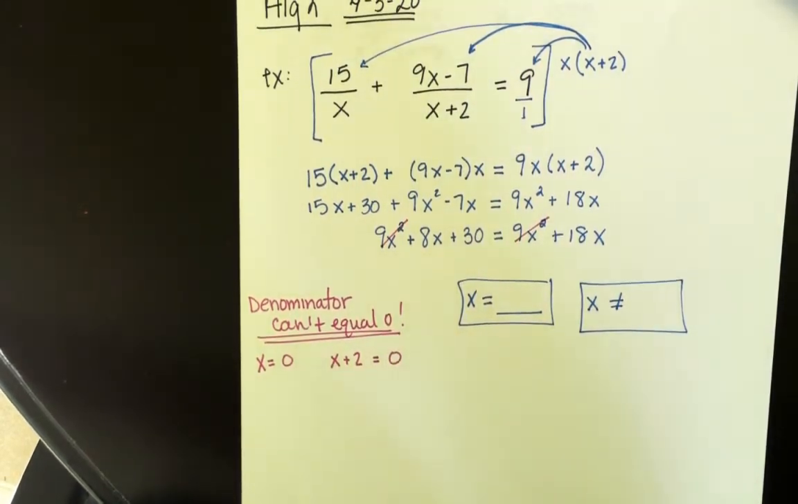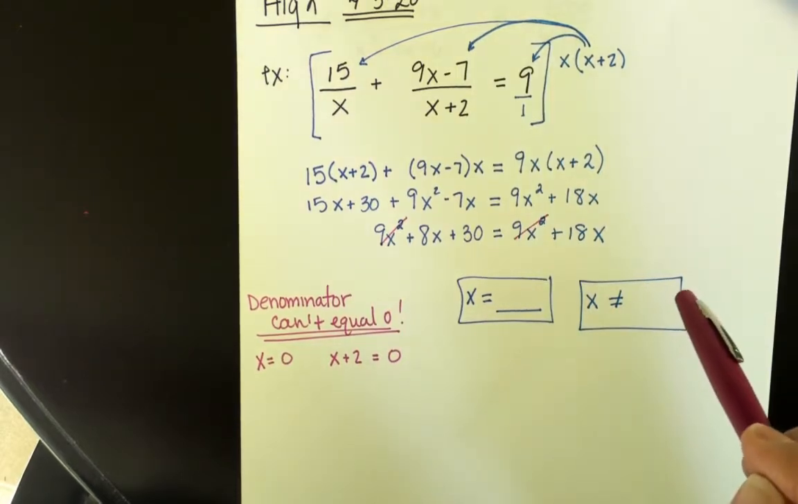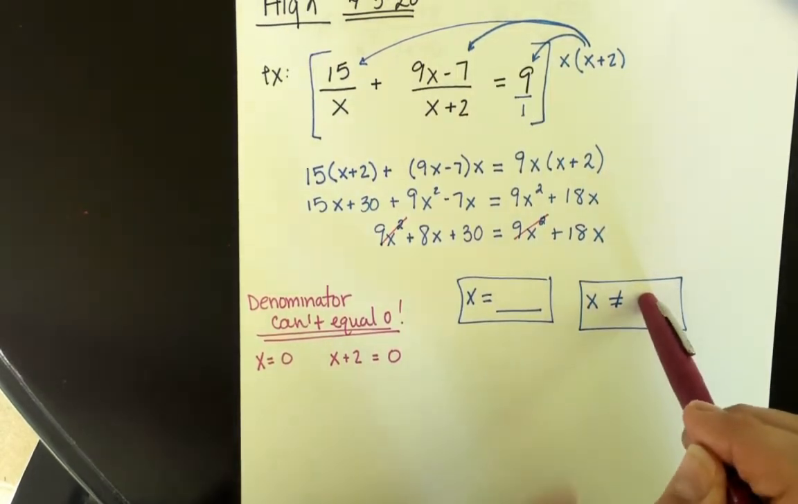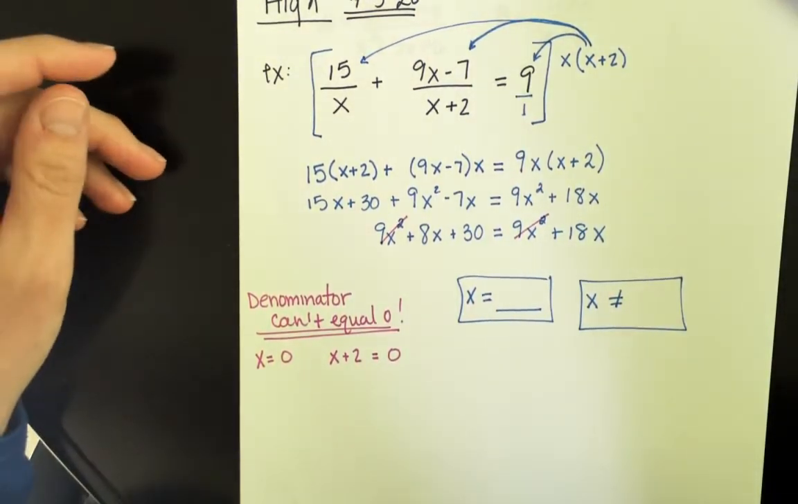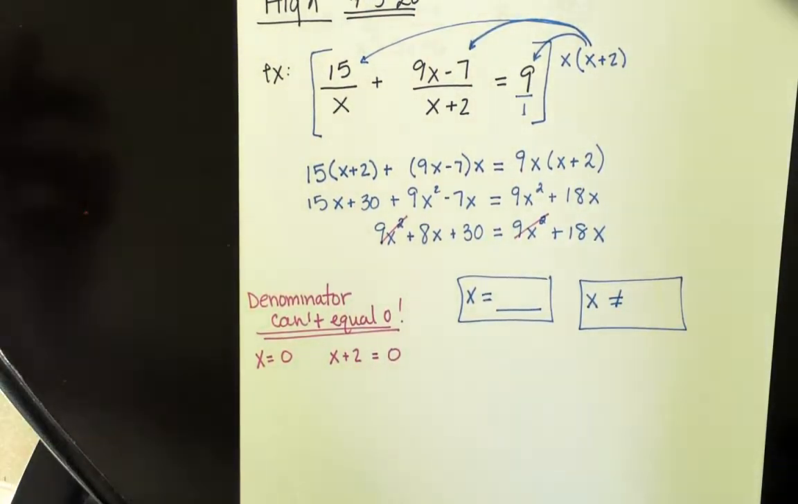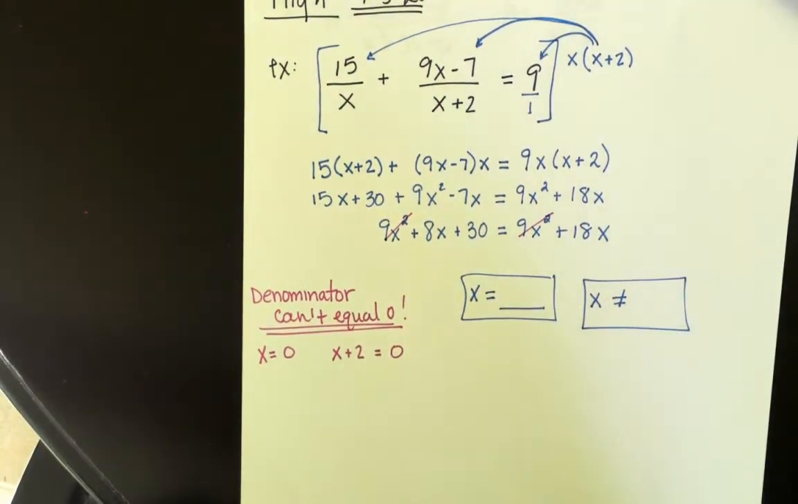what x can't be. And again, if for some reason what you come up with here ends up matching anything that's over here, you can't have an answer. That's not allowed. So in that case, it would be a no solution. However, if it doesn't show up here, then you know here's your solution and here's the restrictions.